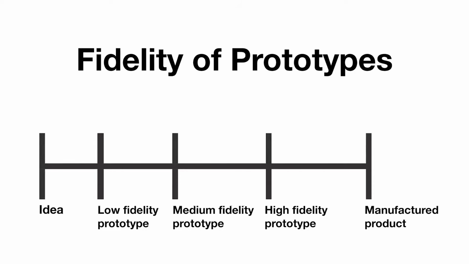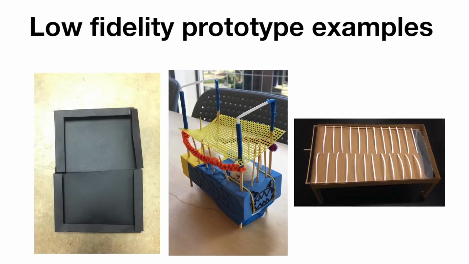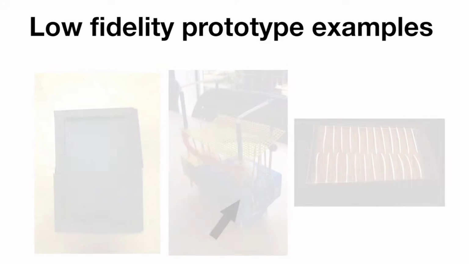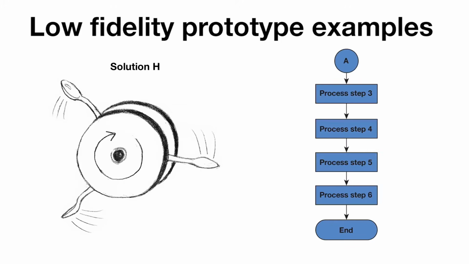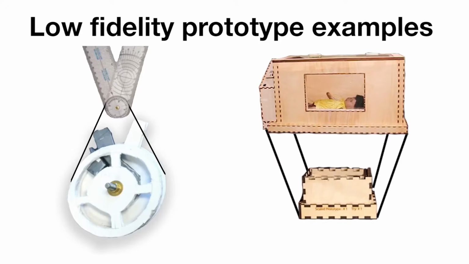At the left end of this spectrum are low-fidelity prototypes. These versions rarely resemble a manufactured product in function or in features. So what do these low-fidelity prototypes look like? Often, they're made of low-cost materials, for example, paper or cardboard or foam. They could exist as a sketch or a diagram. They could be the wrong scale, they could be larger or smaller.